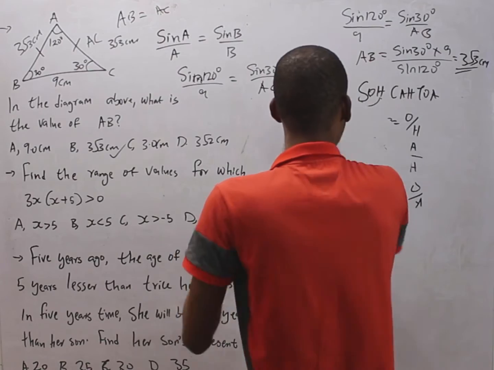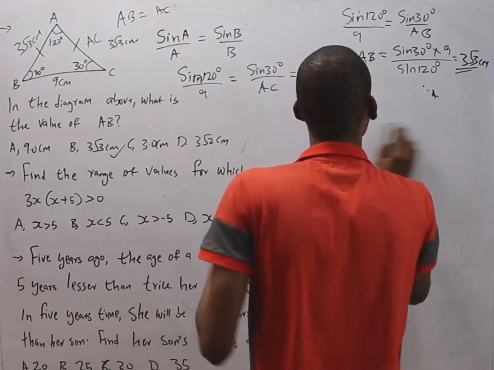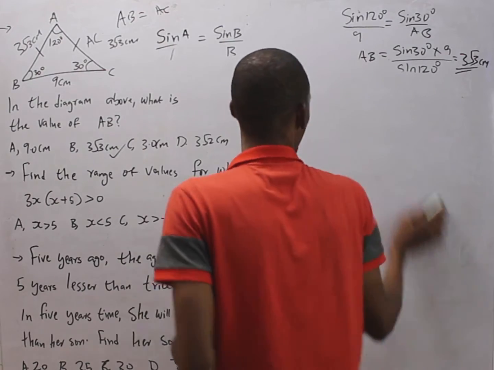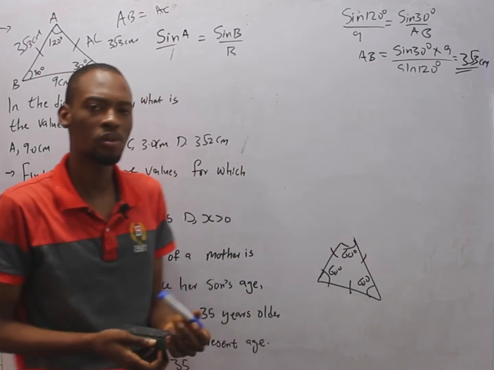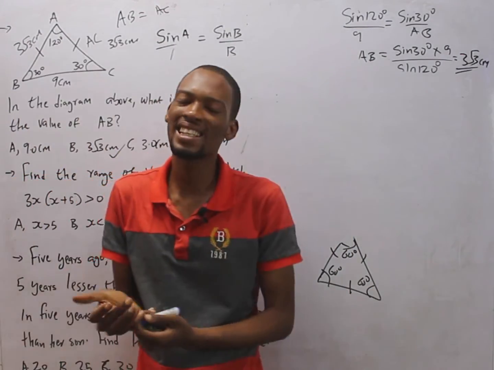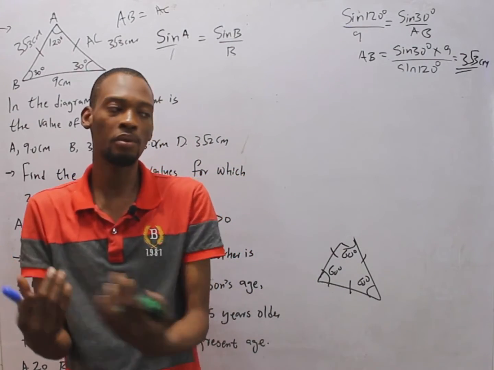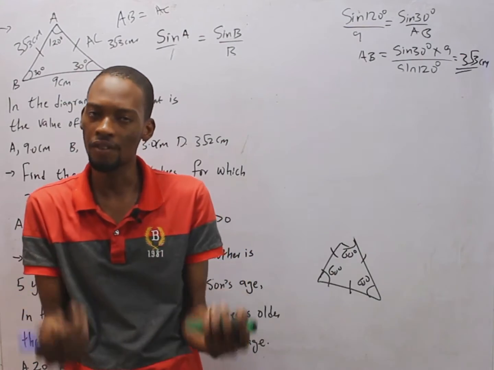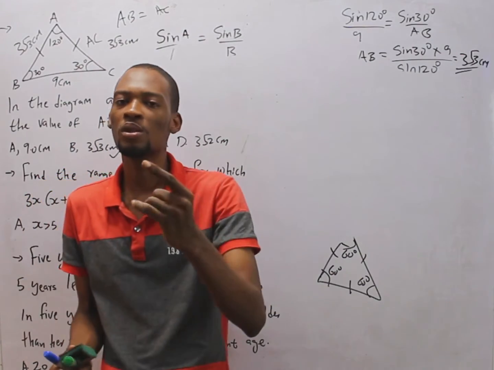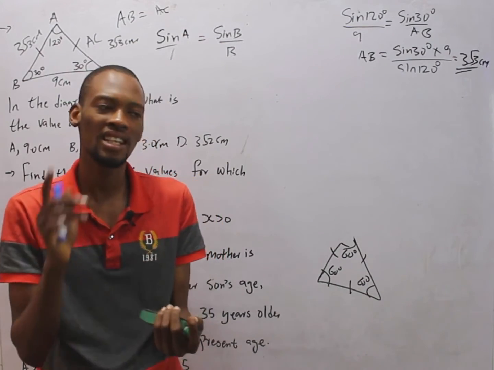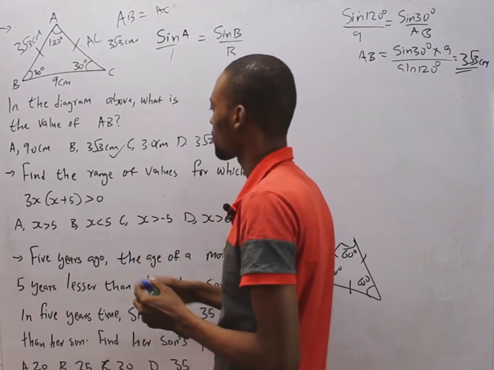And based on the size of angles, we have acute angle, obtuse angle, and reflex angle. Acute angle is an angle which is less than 90 degrees. Obtuse is more than 90 degrees but lesser than 180 degrees. While reflex angle is more than 180 degrees but lesser than 360 degrees.